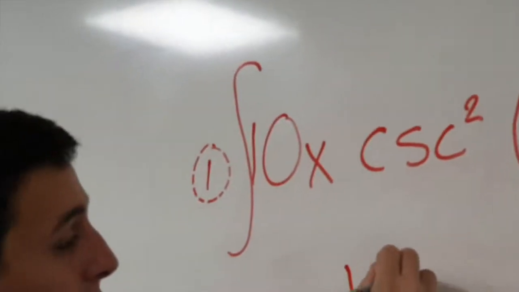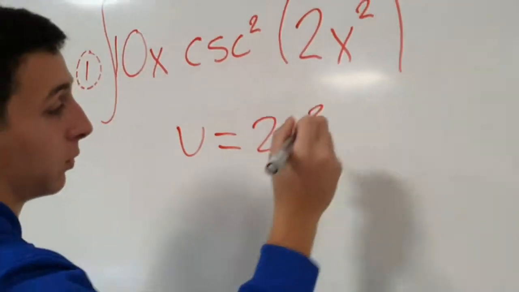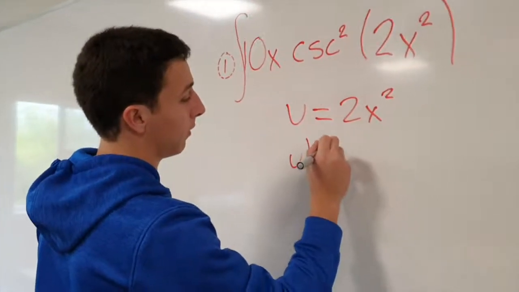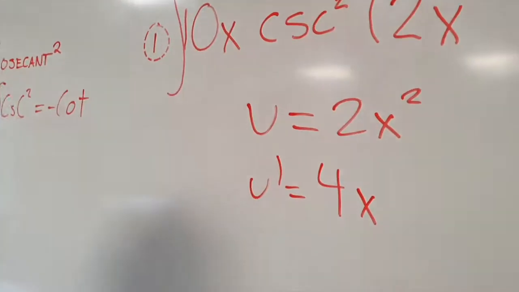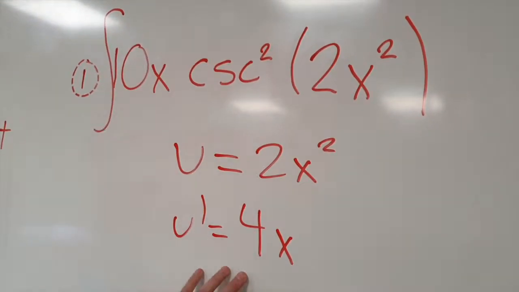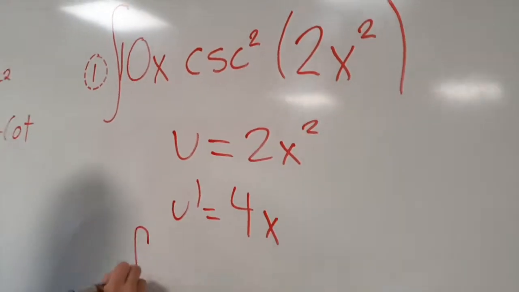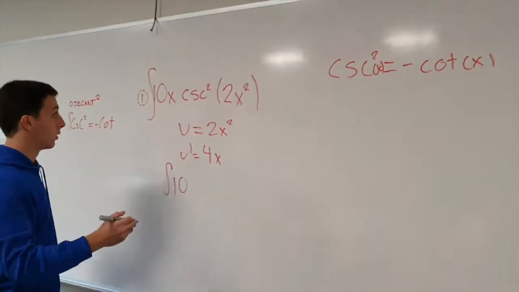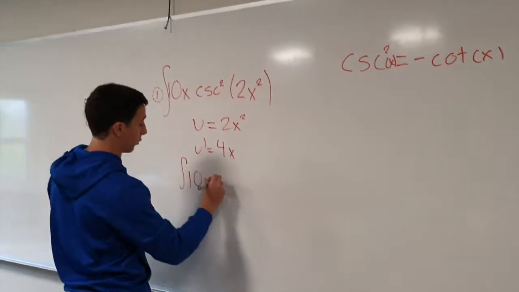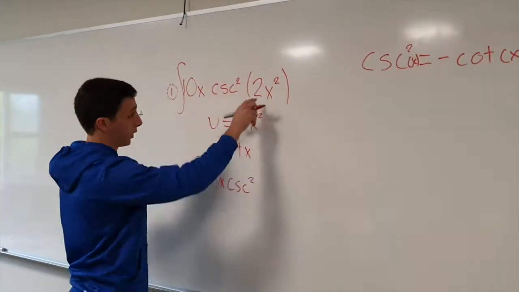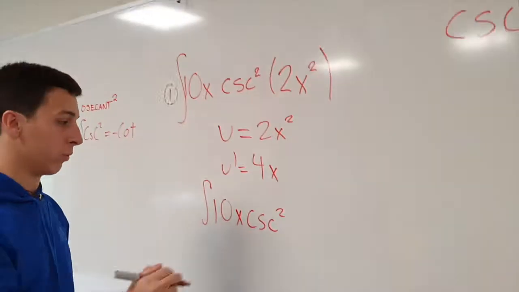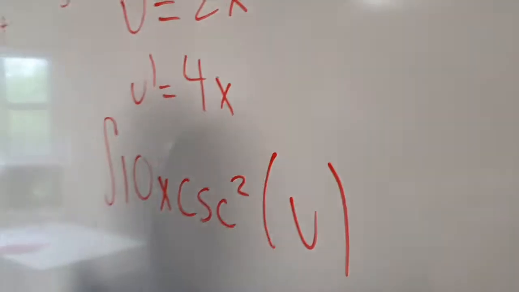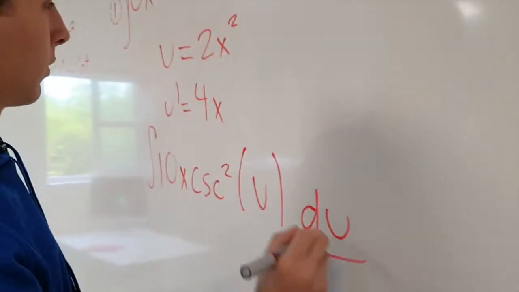So my u is going to be 2x squared, which you now derivate normally, which will be 4x. Okay, so after you get 4x, you're going to put it in the equation as du over u prime. To do this, you copy the equation normally, but instead of putting the 2x squared, since it's your u, you literally just put a u, and then you put du over your u.